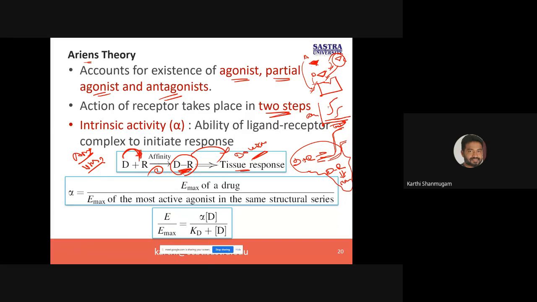right? For producing the biological response, this complex should have some inherent characteristic that he termed intrinsic activity, alpha. He defined this intrinsic activity alpha as the ability of the drug receptor complex to produce or initiate the biological response. If the intrinsic activity of the drug receptor complex is more, we can expect that very easily the complex is going to produce the biological response. On the other hand, if the intrinsic activity of the drug receptor complex is very less, very poor, we cannot expect the biological response. Is it understandable?